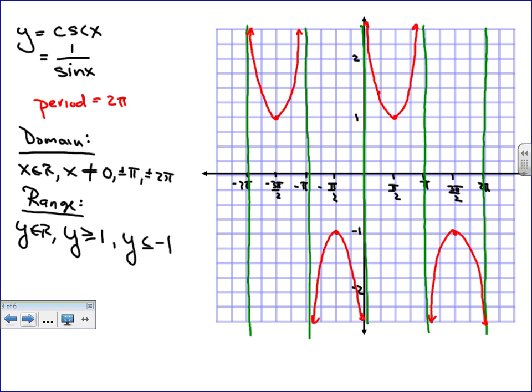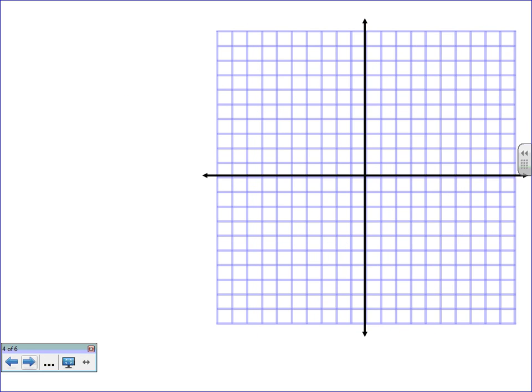So now that we have a generalization of what these graphs look like, graphing the secant should take you less time. So remember the secant?